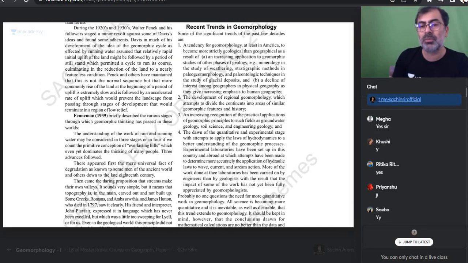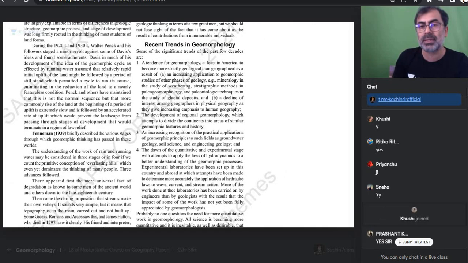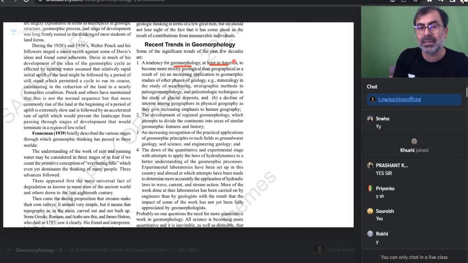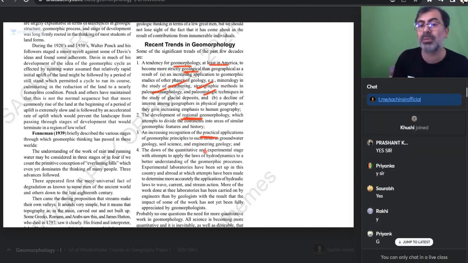Do we know that of late geomorphology is going towards geology? What are the recent trends? The tendency of geomorphology, at least in America, is to become geology. Weathering, stratigraphy, paleogeomorphology, paleontology. There is something called regional geography. I told you where. Increasing recognition of practical. Have I already explained this?